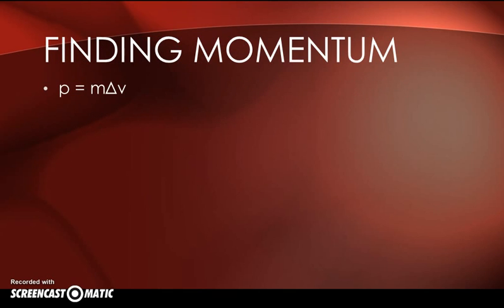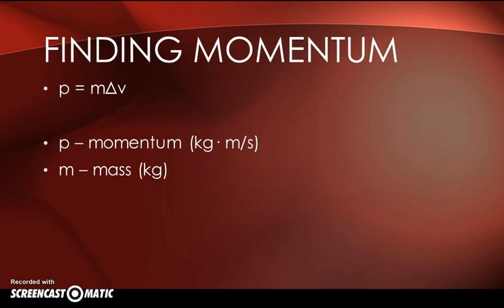So how do we find momentum? P, that's our momentum, equals mass times velocity. So again, momentum is kilograms multiplied by meters per second. Mass should always be in kilograms. If it's not, you should convert. And velocity should be in meters per second. Again, if it is not in those units, you need to convert.